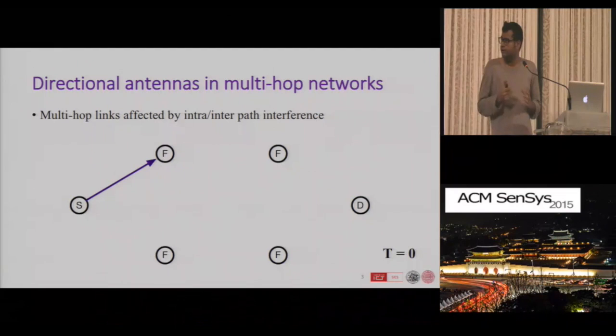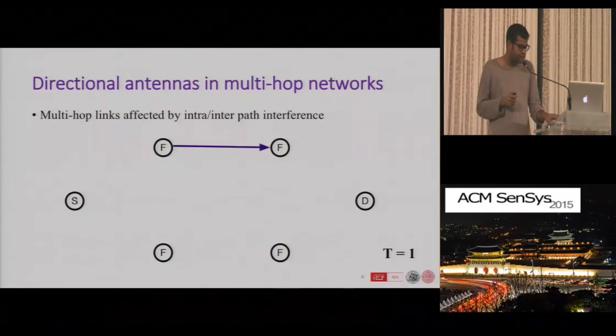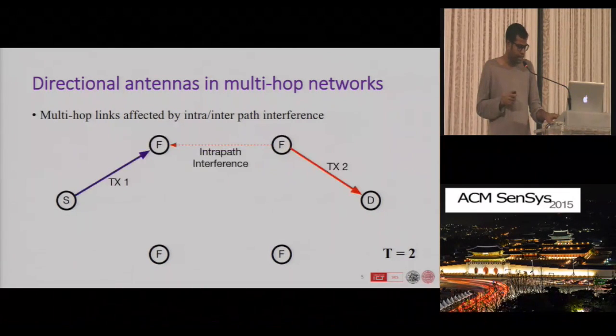If you look into multi-hop links, they are primarily affected by interpath as well as intrapath interference. Intrapath interference occurs when the transmission of the same packet by a successor node interferes with the reception of the next packet. For example, in the slide, we have a small network topology where S is the source node and D is the destination node, and we want to transmit a packet from S to D. At time t equals 0, S sends a packet to the intermediate forwarding node. At the next time instance, it forwards the packet to the next hop node, and then finally to the sink node.